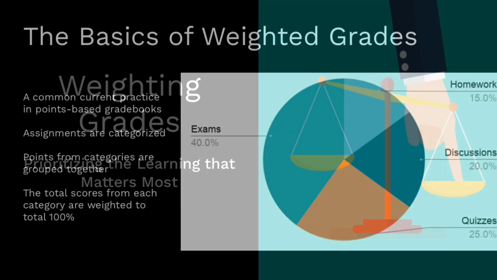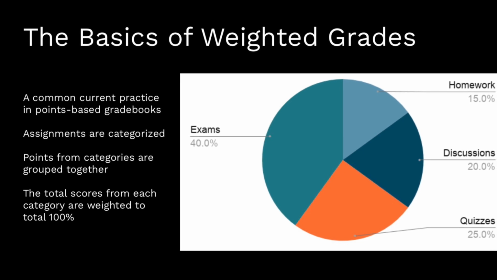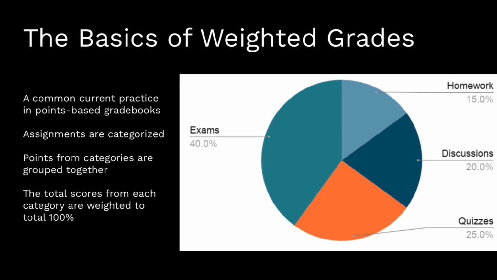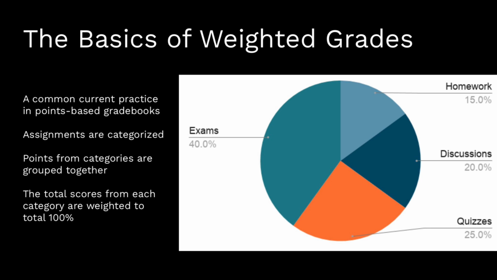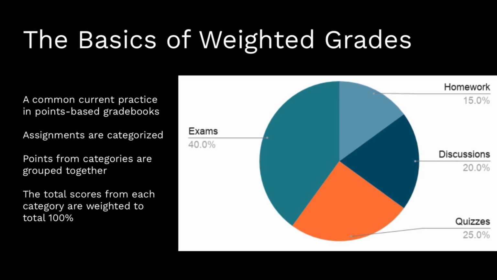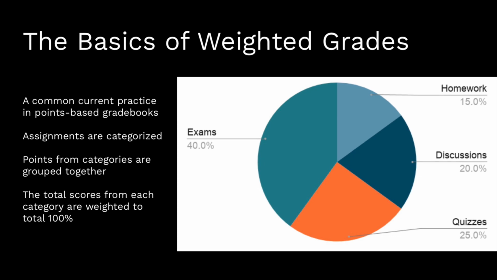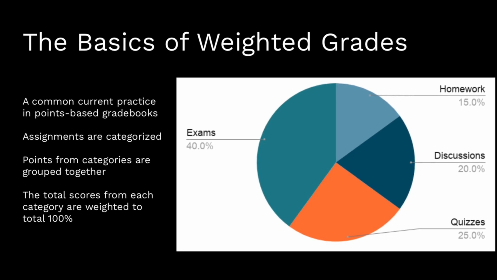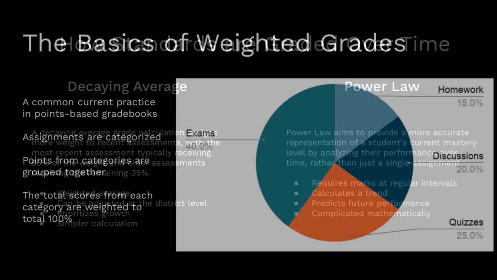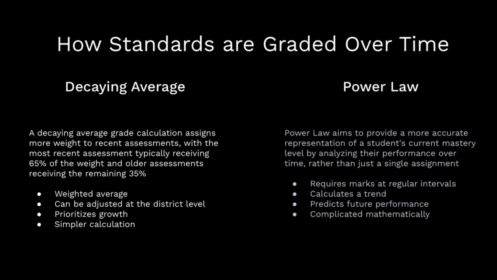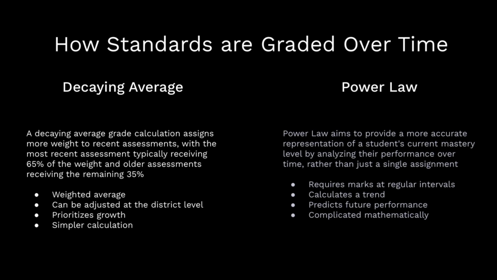In a weighted-based system, you still calculate points, but instead of those points all being counted equally into a total average, they're put into categories, and then those categories are given weights that add up to 100%. And this basic understanding of weighted grades is really important because weights come into play a lot when dealing with standards. We have two preferred ways of weighting standards over time because there's so many.